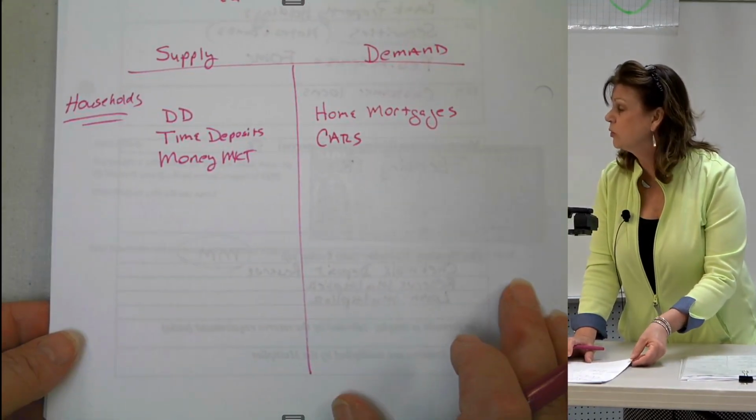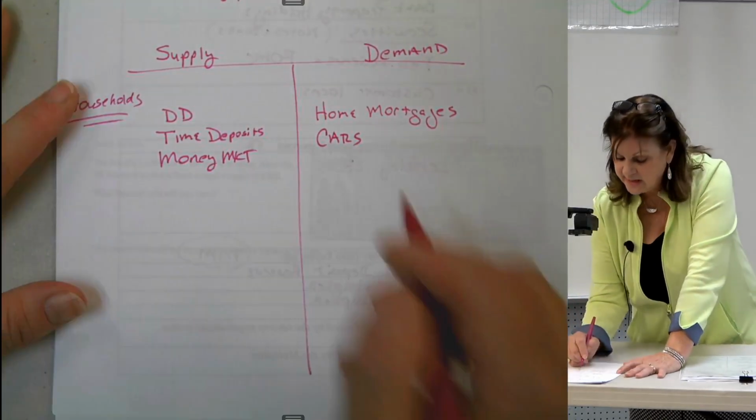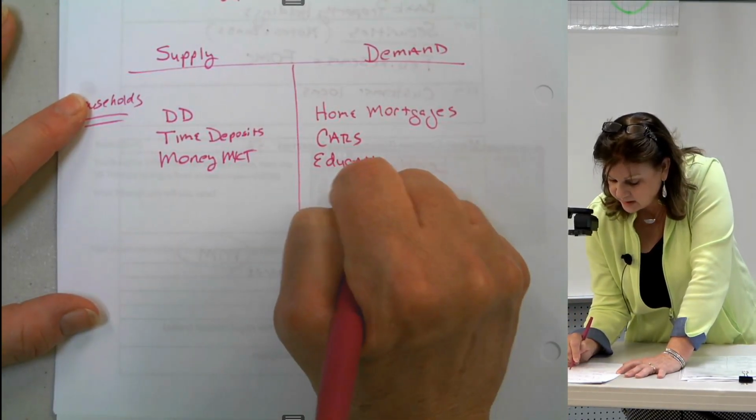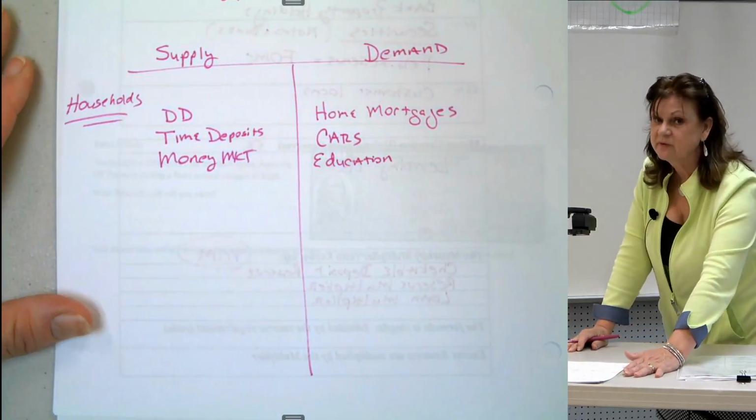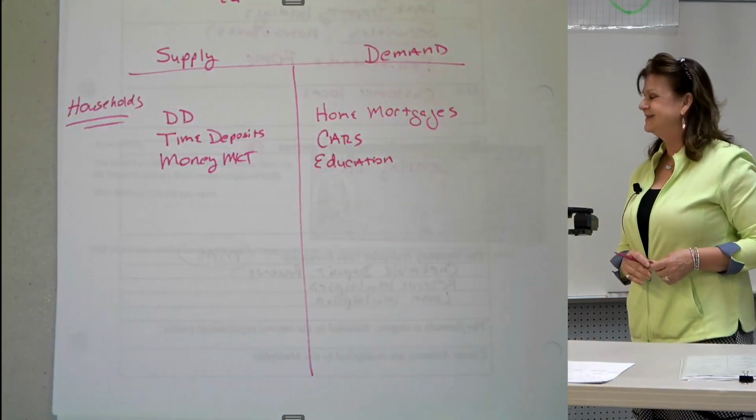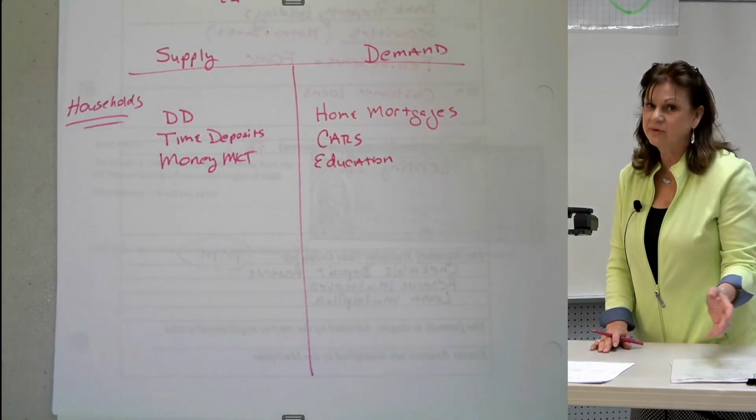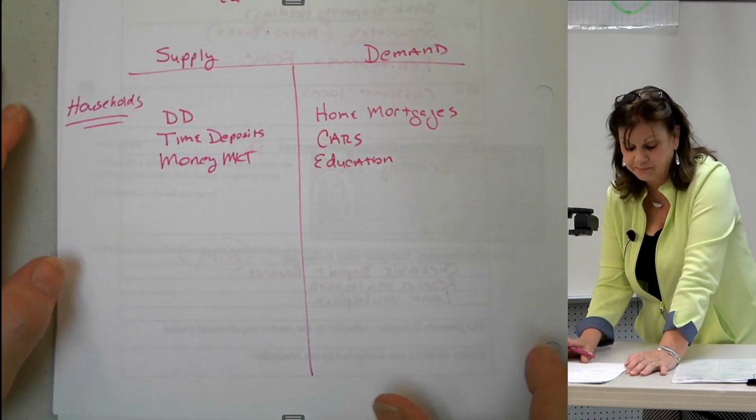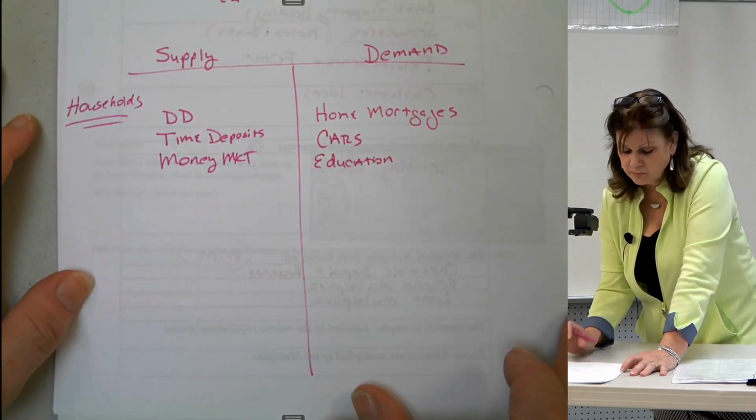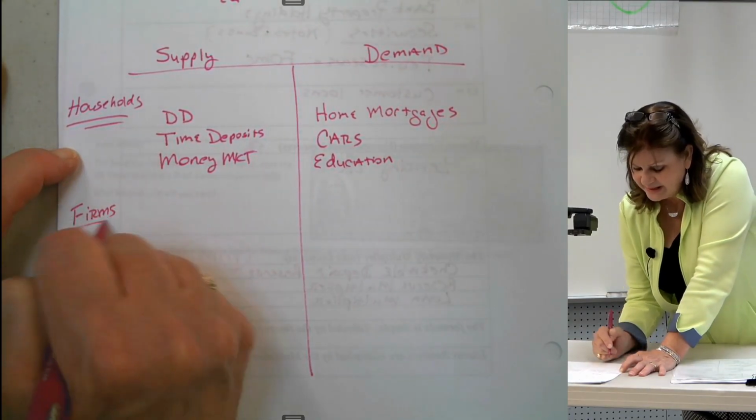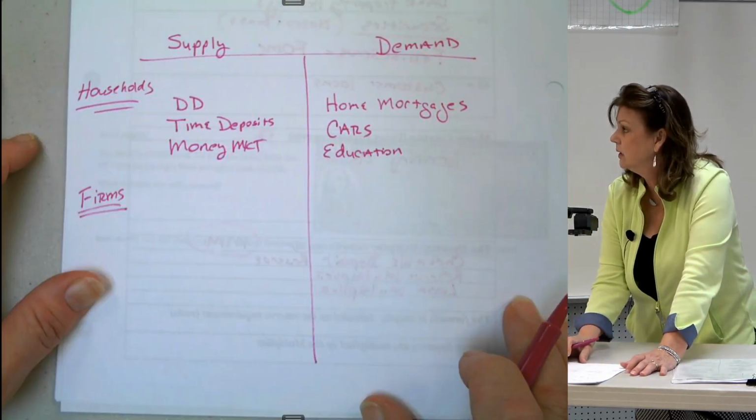So we take out mortgages, we take out auto loans, and then, as most of you are getting ready to head out, education loans. Don't forget your education. That's why your parents are cranky. Close to $100,000 today. So it's a lot of money. It is a big deal. Okay? All right. Another category are firms.